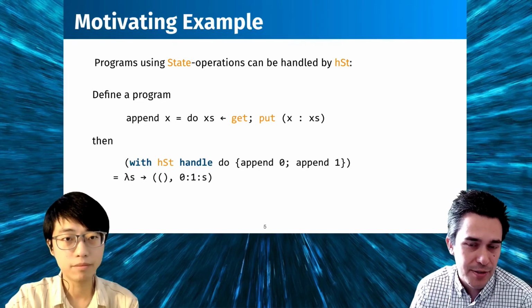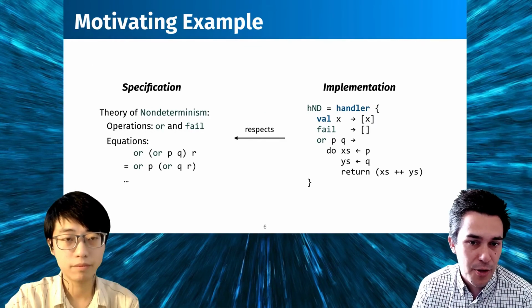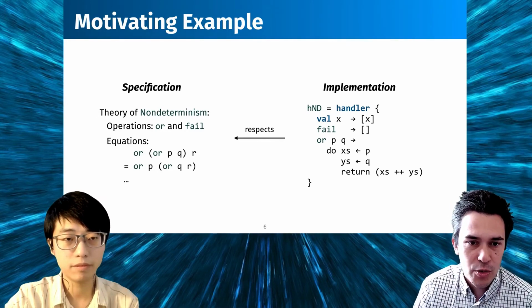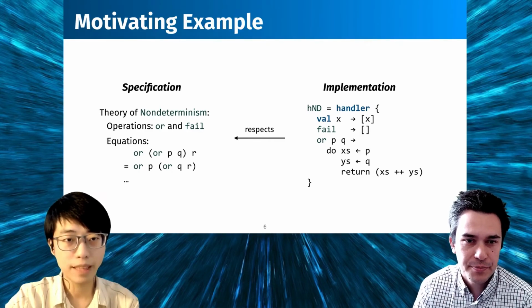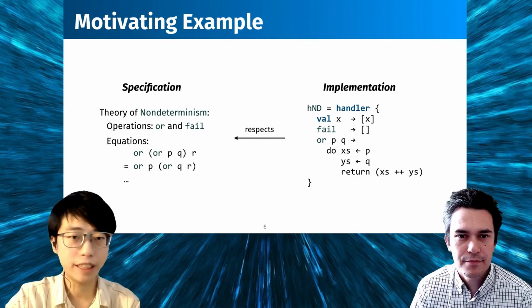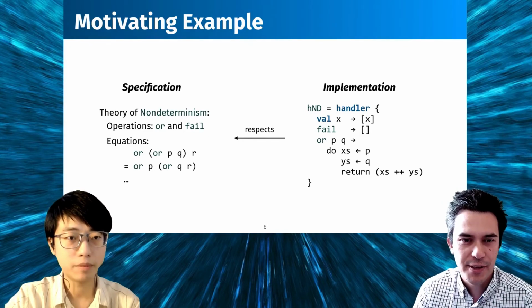What's cool about handlers is that a lot of the language features can be implemented as handlers. For another example, the non-deterministic choice operator in logic programming can be implemented as the handler HND, which models non-deterministic computations as lists of results. Yeah, and I also think your handler respects the usual axioms of non-determinism, such as associativity, since operations on lists respect them. Yeah, that's right.